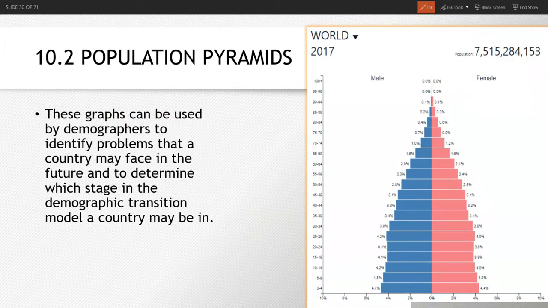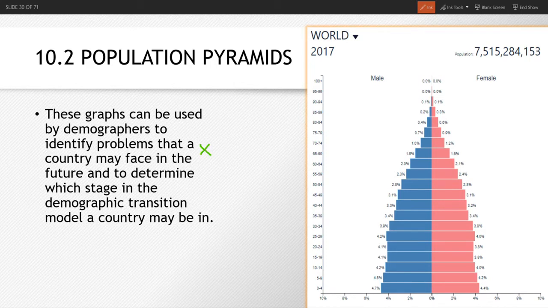So the purposes of these graphs, besides being a neat piece of information that we can look at in geography or social studies, is that they help us indicate which stage of demographic transition a country may be experiencing based on certain characteristics that we see with male and female population and age. But we can also use them to help us identify problems that a country might have because of its population.